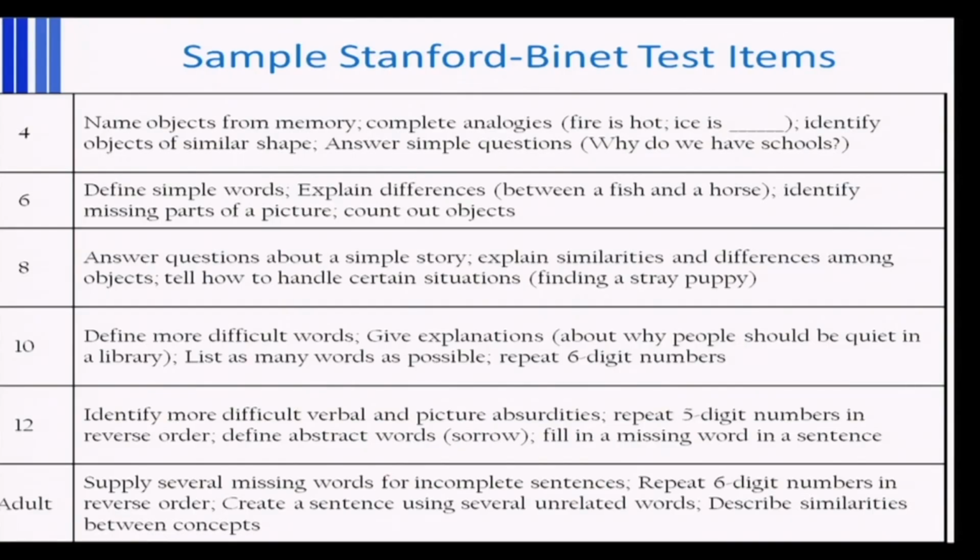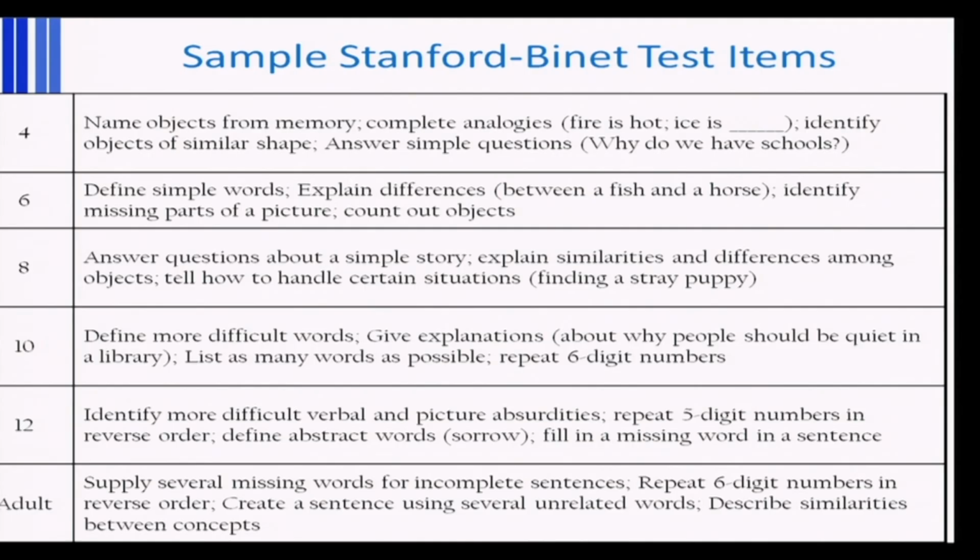Then there could be some other examples, like identify more difficult verbal and pictorial absurdities, or repeat a 5-digit number in reverse order. Say if I like to make the backward conditioning in proper order, the way we count numbers in a series from 1 to 5, then how quickly can you count from 5 to 1?